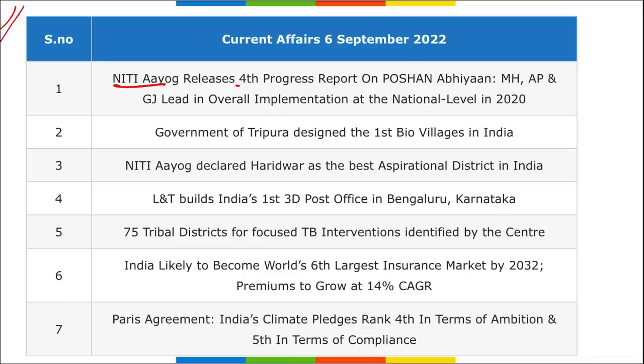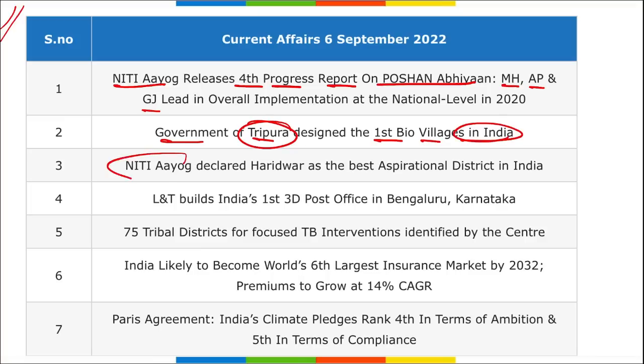Niti Aayog released the 4th progress report on Poshan Abhiyan, in which Maharashtra, Andhra Pradesh and Gujarat were in the lead. Government of Tripura designed the first bio villages in India. Niti Aayog declared Haridwar as the best aspirational district in India. Important. L&T will build India's first 3D post office in Bangalore, Karnataka.